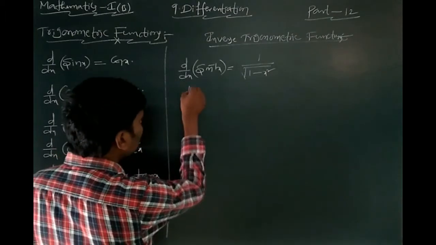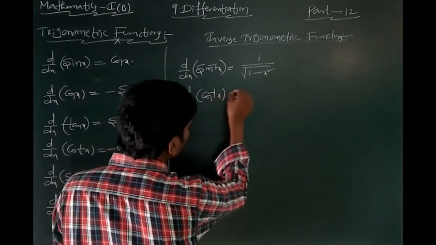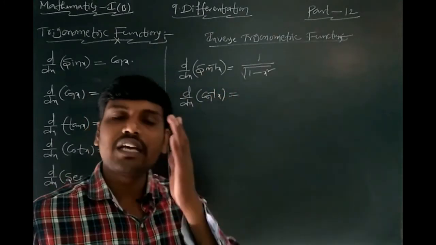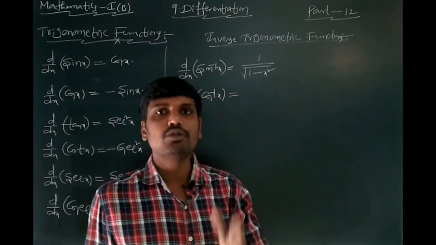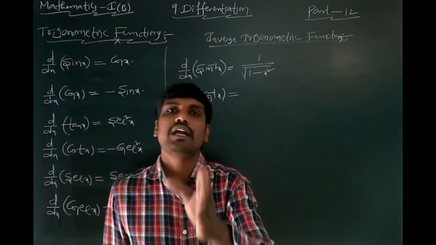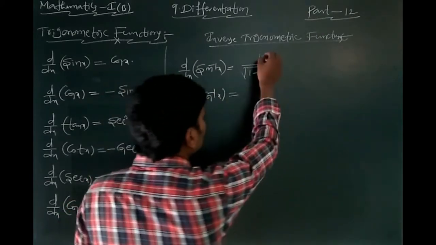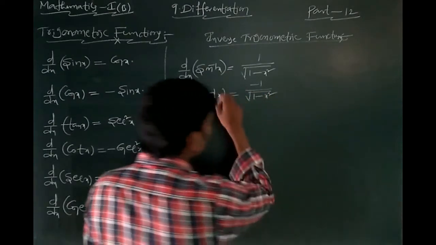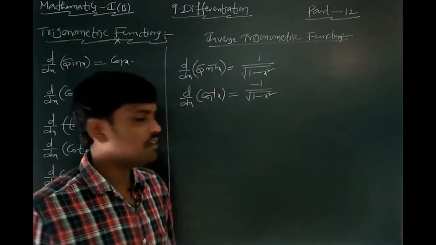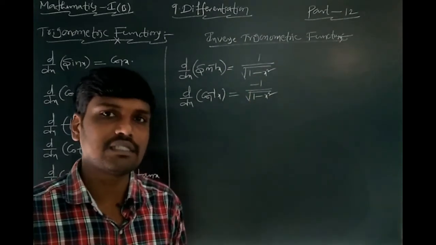Similarly, the derivative of cos inverse x, next in inverse trigonometry. The cos inverse x derivative is very easy. You take the sin inverse x derivative and put a minus; this term is multiplied with the minus. That is the derivative of cos inverse x. What is the derivative of cos inverse x? Minus 1 by square root of 1 minus x square.